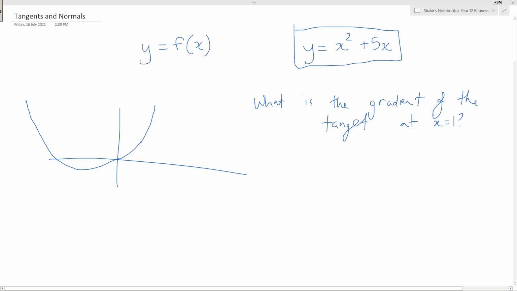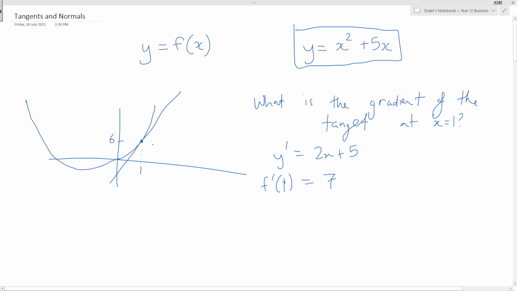Well, that's exactly the same as what we've just done. Because at x equals 1, we're still at 1 comma 6. The tangent will have the same gradient as the curve. In fact, the gradient of the curve is the gradient of the tangent by definition. So we still do y dash is equal to 2x plus 5, and you'll end up finding 7. So the gradient of the tangent at x equals 1 is 7.